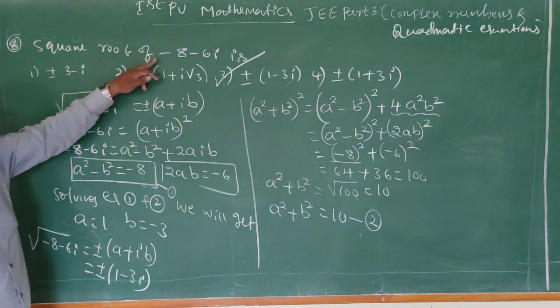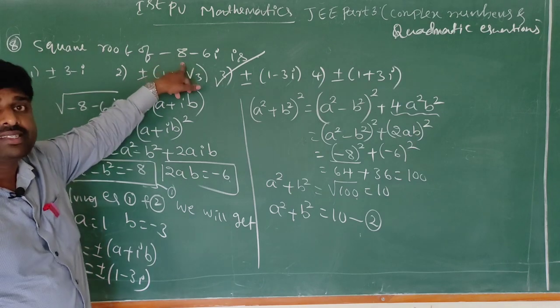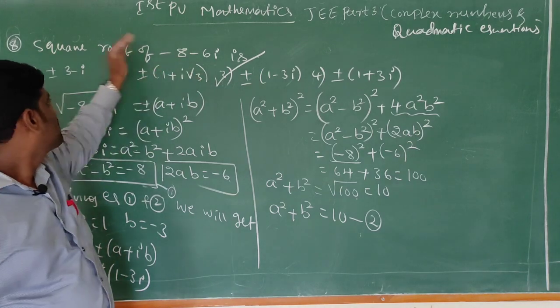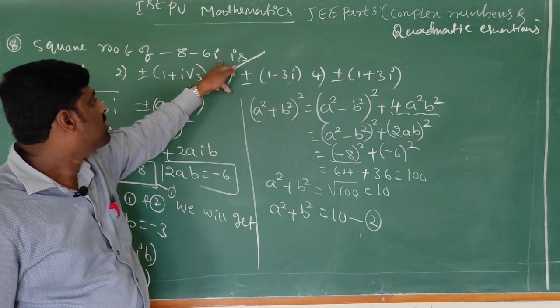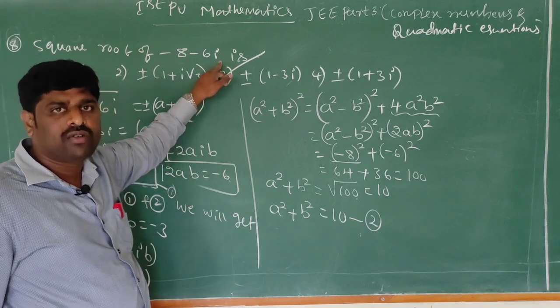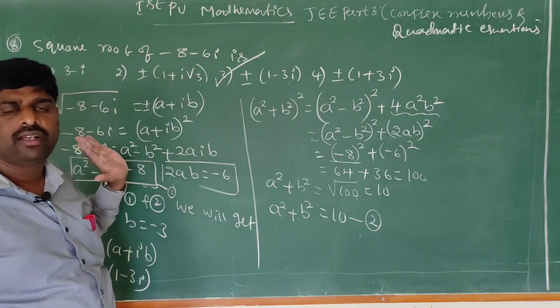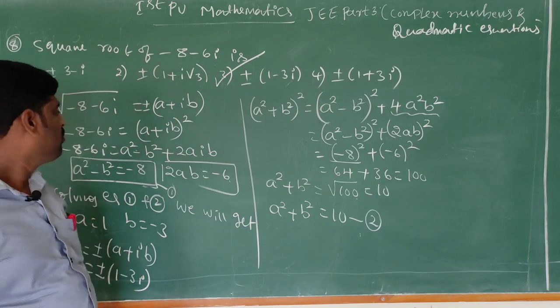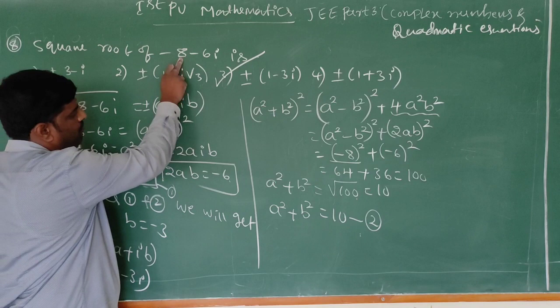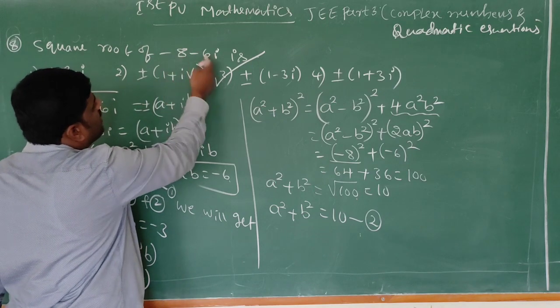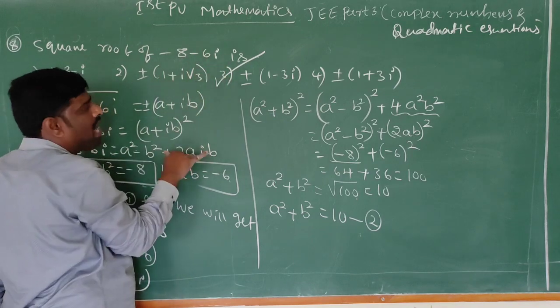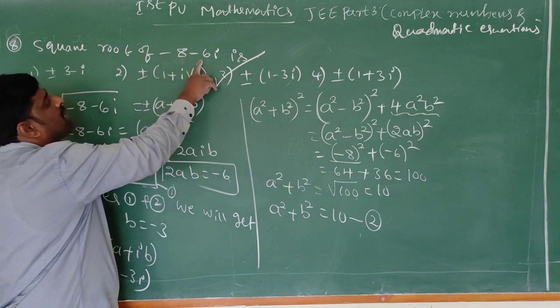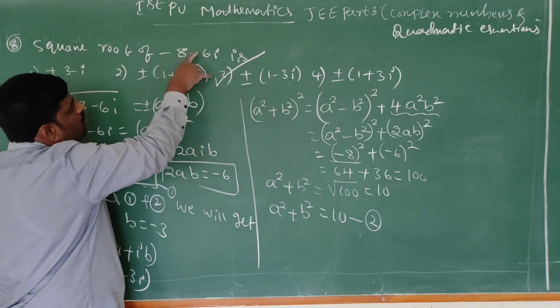This type of questions, square root of complex numbers, are very important for KCET as well as JEE. Square root of minus 8 minus 6i, whatever question they give, this is the procedure. Otherwise they may give square root of minus 3 minus 4i, or minus 4 minus 6i.